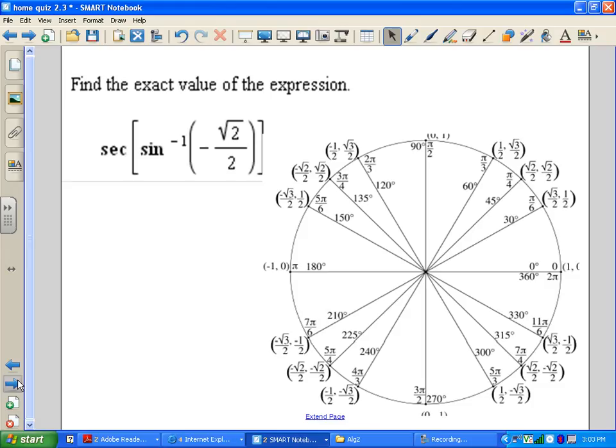All right, now next one here, we're going to evaluate this. We're going to find inverse sine of negative square root of 2 over 2, and then find the secant of that. So this is the easy version. The harder version is when you have these reversed here, and these are the same. It kind of gets a little tricky.